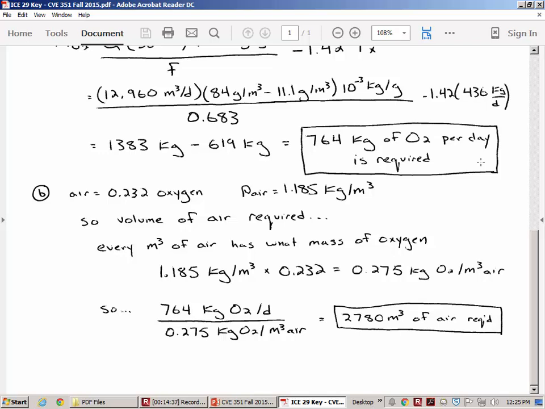So the reason why we say 8-to-1 as a rule of thumb is because we know that most of the air isn't going to be dissolved. Most of it escapes. But strictly speaking, this is the mass and corresponding volume of air that would be required if it was 100% transfer efficiency. All right, are there questions on this example? So what's 764? Oh, this was part A. So it's the mass of oxygen per day that's required. Other questions? All right.